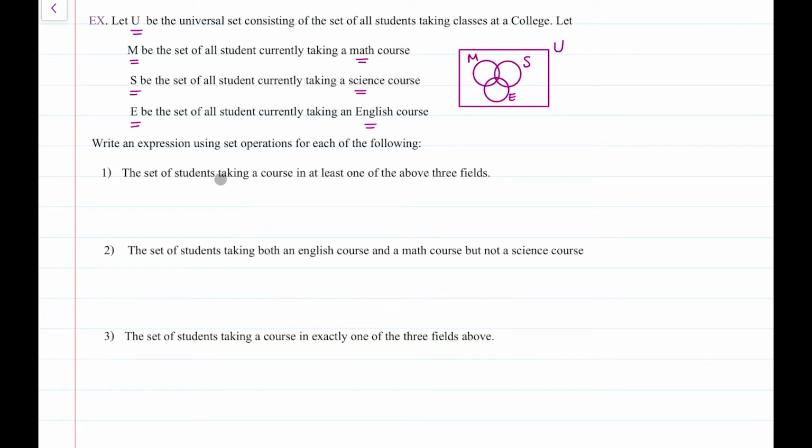Now I'm looking for the set of students taking a course in at least one of the above three fields. Okay, so at least means what? It means that they are taking English course, or they're taking math course, or they're taking science course.